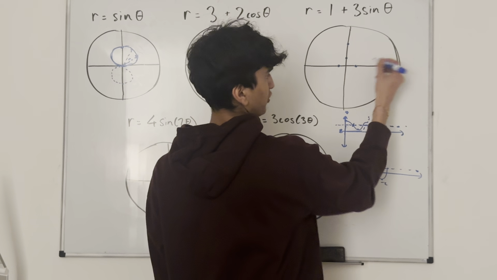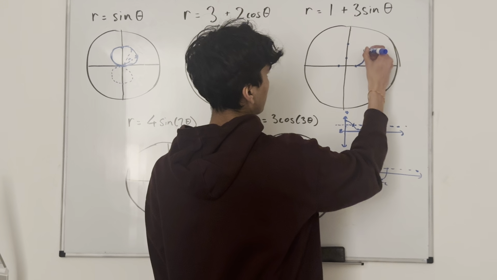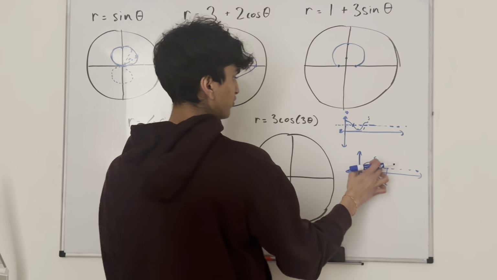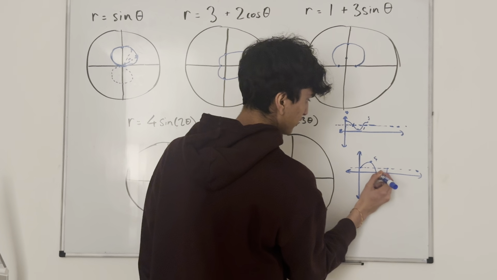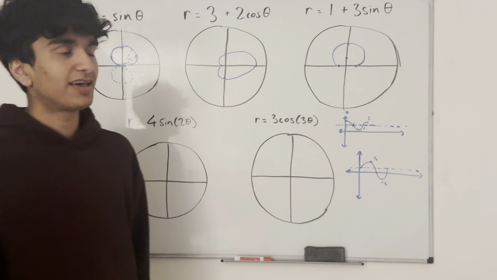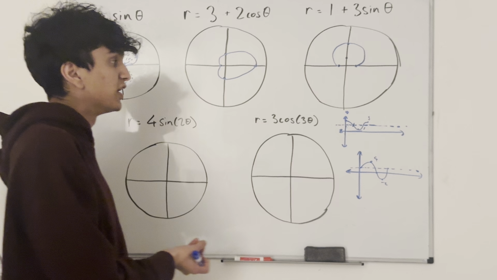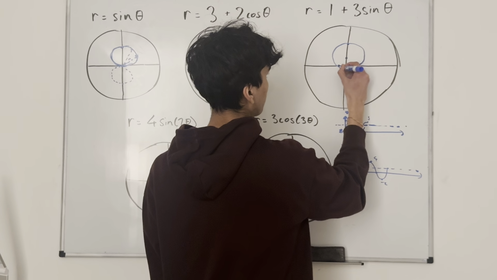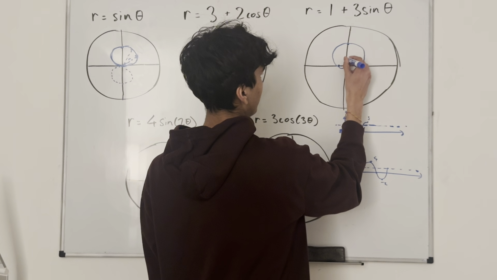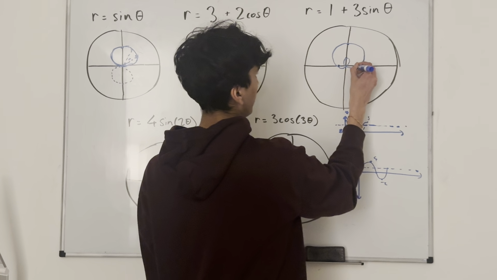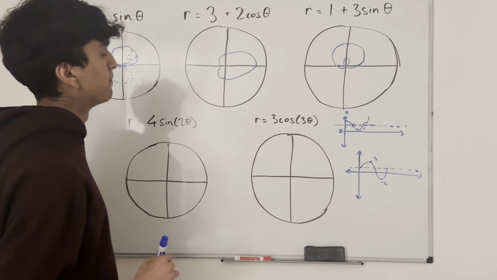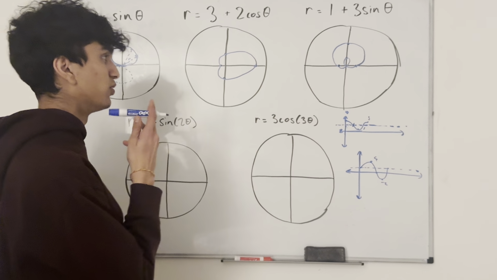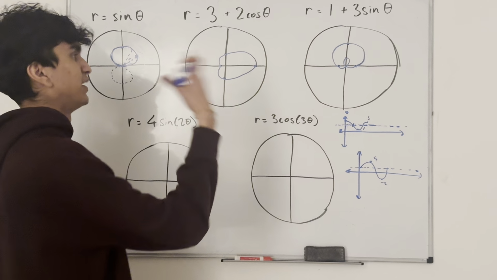Well, as my theta increases, so does my r. But right here, when I reach this midline, I'm about to hit the x-axis. And when I hit the x-axis, that's when my r is 0. That's the equivalent of passing through the pole. So I'm going to pass through the pole, hit this negative, and go out like that. So this, I think, is called a cardioid. No, it's not a cardioid. These have names. I don't know the names.